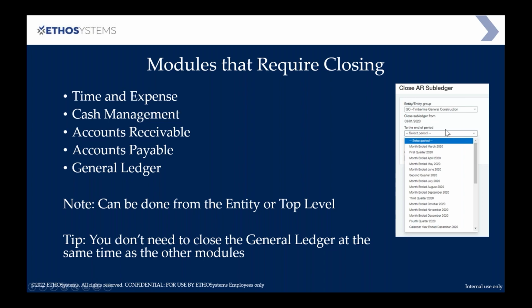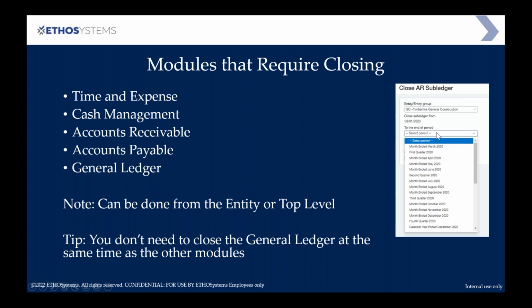If I'm at the top level, it's going to ask me up here which entity I'm going to do this for. And I could choose all my entities, or I choose my entity, but I can do it at the top level or at the entity level directly. So you don't have to go down and do it from each of the entities. But you close each entity one by one. So if you have 200 entities, you're going to be doing this for a while.